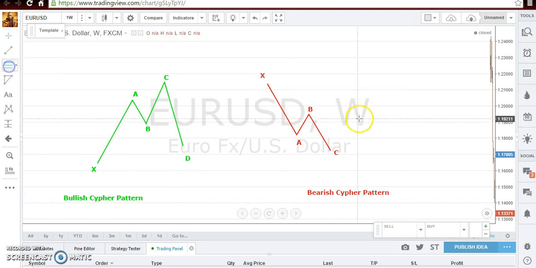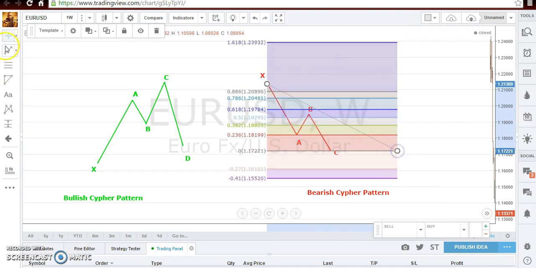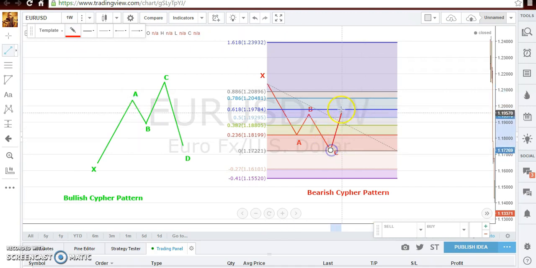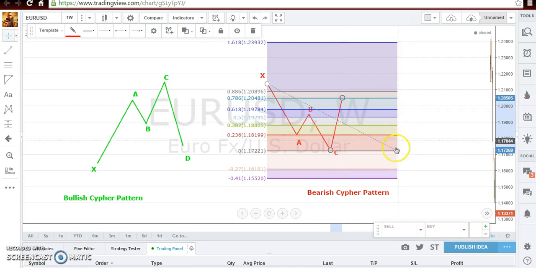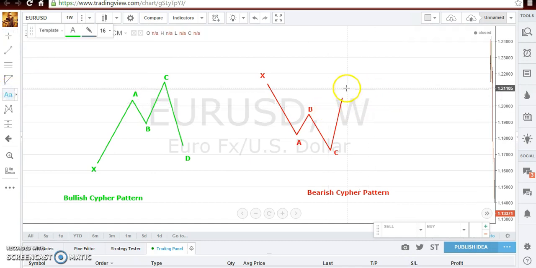And I'm going to do the same thing. So we're looking at the retracement from the X to C leg, and we're looking at a 786 retracement. So C all the way there. Take that off, label that as D.